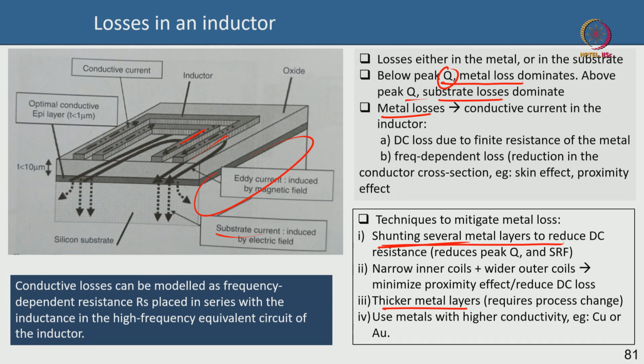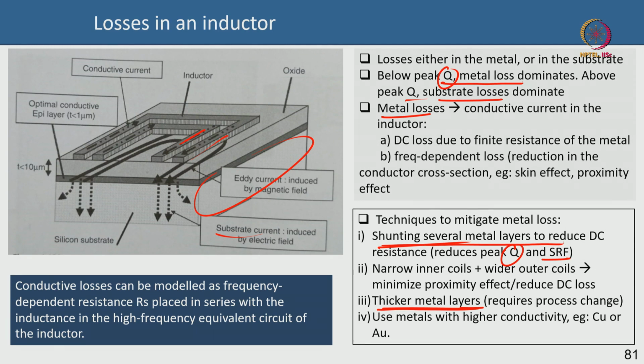But the problem is your peak value of the Q, your self resonance frequency, those values will be affected when you create such shunting of several metal layers. You want to parallelize several metal layers, okay, then that will be a problem, because it will affect your Q. If you use a thicker metal layer, then you have to talk to the foundry. The foundry has a set process. They may not be willing to change their process just to accommodate a thicker metal layer. They have a range of metal thicknesses that they will allow, beyond that may not be viable, okay.